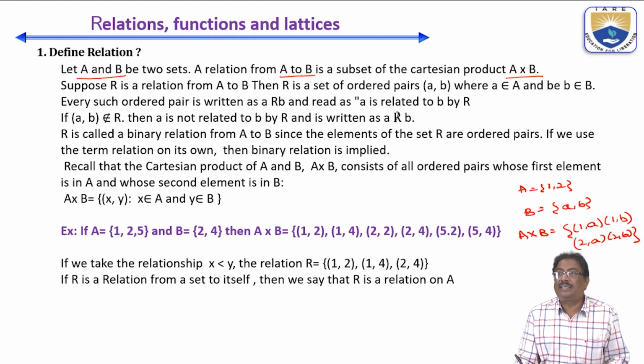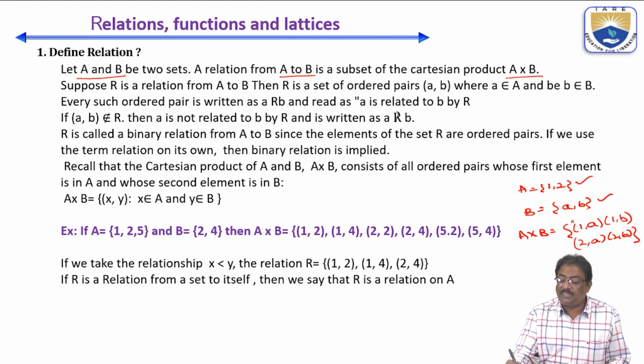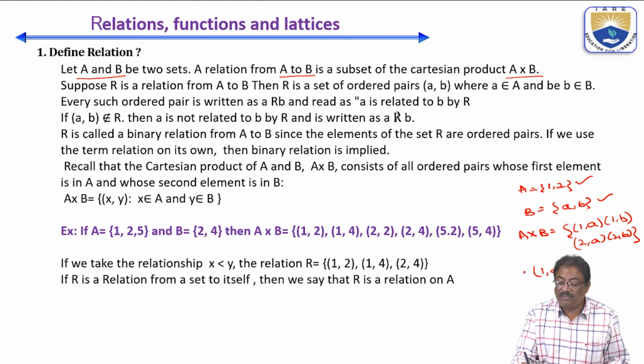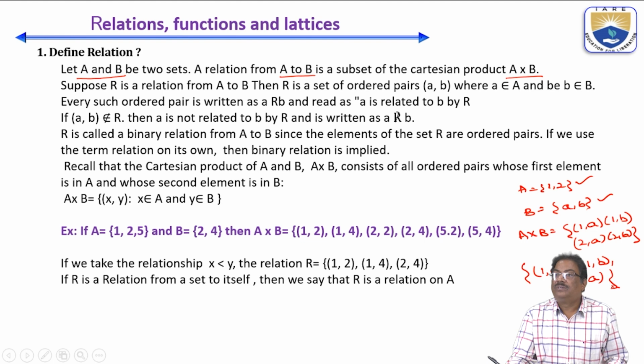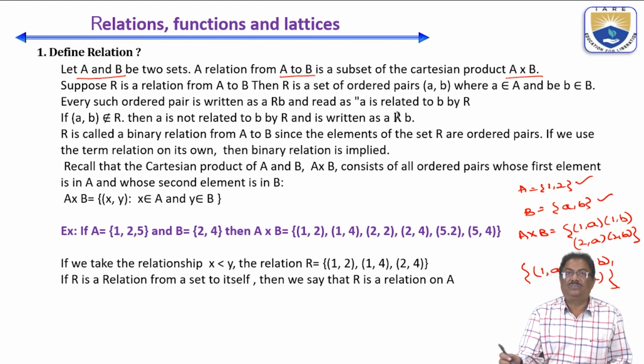Now we are going to consider a subset of A cross B. Whatever the subset, let us say (1, a) is one relation. Or I am taking (1, a), (1, b), which is again another relation. If I take (2, a), that is again another relation. Like that, the given set itself is also a relation.